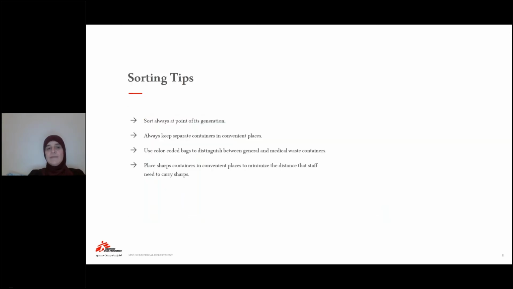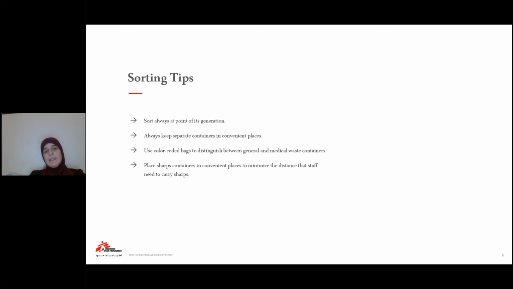So we will have some sorting tips. We need to sort always at the point of generation of waste. So whenever we have a generation of waste, we need to segregate and sort this waste immediately. We need to always keep separate containers in convenient places, so for that, we have different buckets for different waste. We need to use color-coded bags to distinguish between general waste and medical waste containers. For example, we are using the black waste bag for the general waste, and we use the yellow for the medical waste.